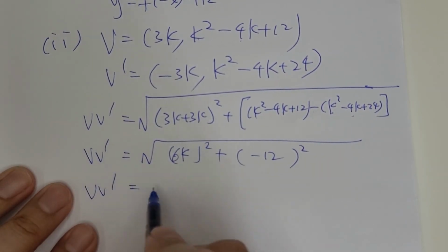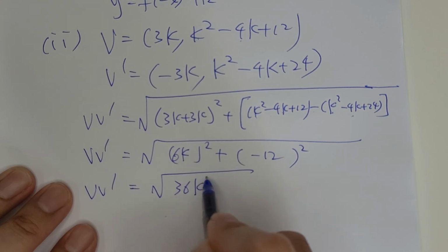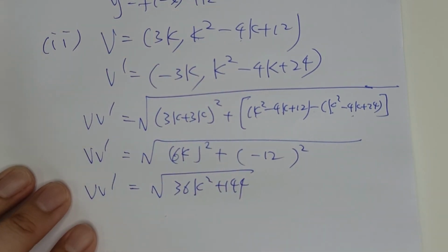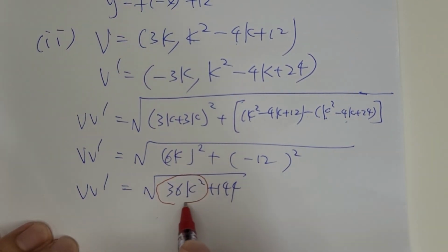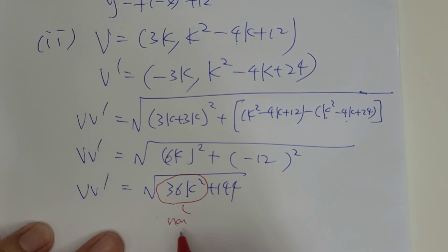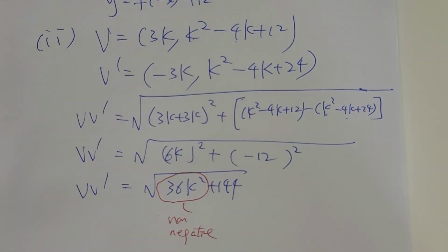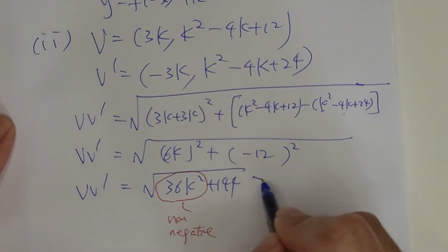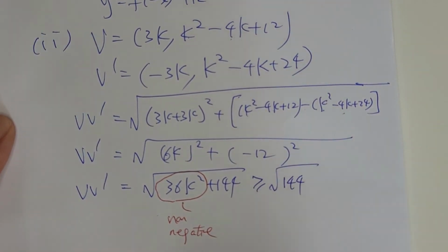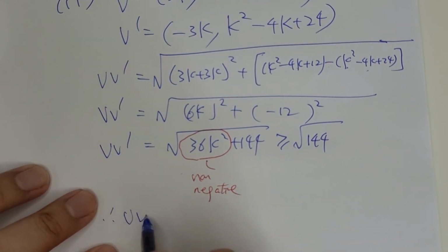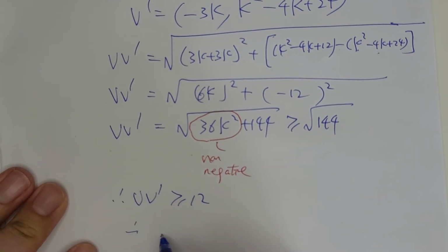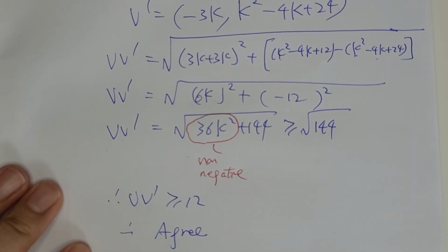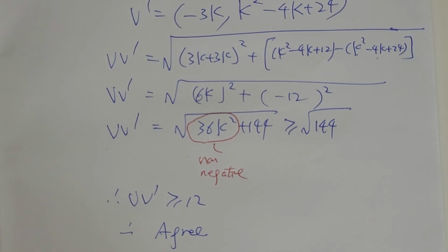So VV prime is equal to the square root of 36k squared plus 144. As you can see again, 36k squared is a perfect square, which is non-negative. It can be 0 or it can be positive. So it is greater than or equal to the square root of 144. Therefore, the distance between V and V prime is at least 12, and hence I agree. So that's the end of this question, and that's the end of this paper. Thank you.